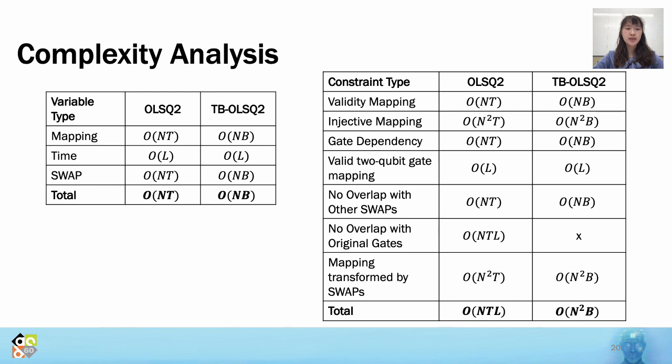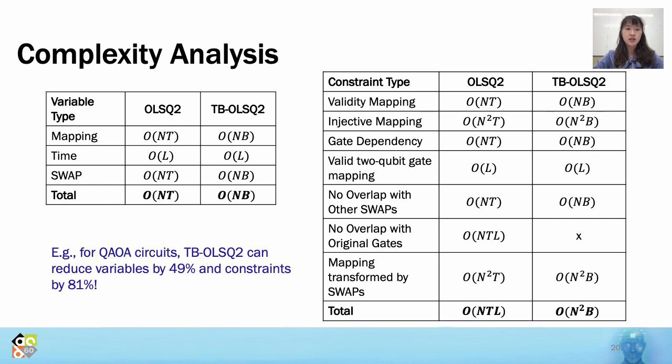Here is the complexity analysis of using TB-NISQ. According to the table, we can see that by using the transition-based model, we can largely decrease the number of constraints. If we use the previous QAOA circuit and coupling graph as an example, using TB-NISQ can reduce the number of variables by 49% and the constraints by 81%. This leads to a 1,600 times speedup compared to NISQ.